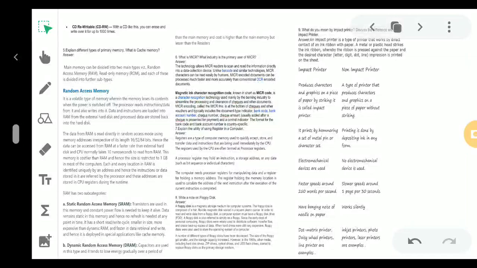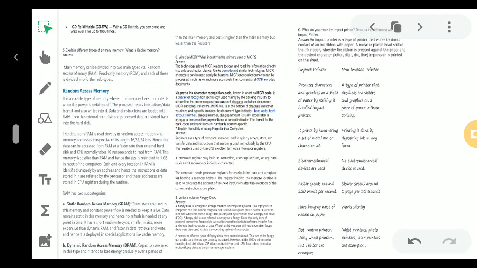Random access memory is a volatile type of memory, wherein the memory loses its contents when the power is switched off. The processor reads the instructions and data from it, and writes data. The data and instructions are loaded into the RAM from external hard disks, and the processor processes the data for storage and backup.